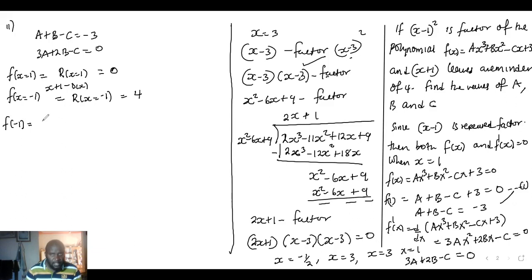You get negative A plus B plus C plus 3. The remainder should give us 4. So we have the third equation. So the third equation is negative A plus B plus C is equal to negative 1, equation 3.